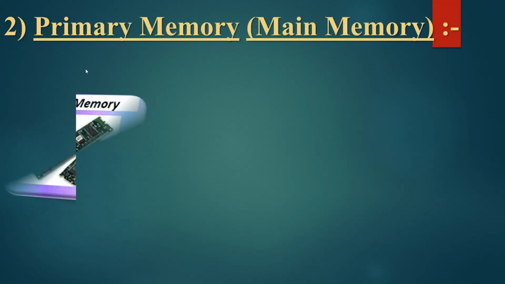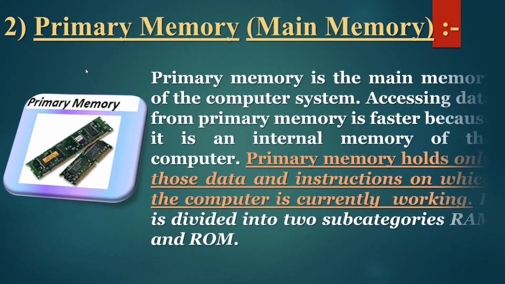Second, primary memory, also called main memory. It is generally made up of semiconductor devices, or we can say the primary memory is a semiconductor memory. These memories are not as fast as registers. Capacity of primary memory is very much limited. Primary memory is the main memory of the computer system. Accessing data from primary memory is faster because it is an internal memory of the computer. Primary memory holds only those data and instructions on which the computer is currently working. It is divided into two subcategories, RAM and ROM.